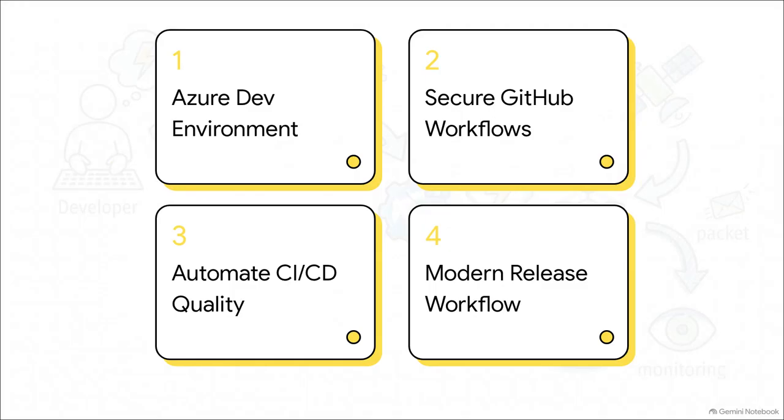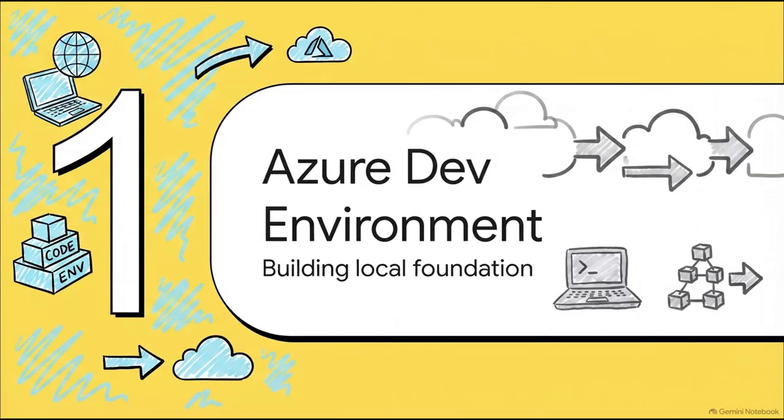To solve that tension, we're basically going to walk through the ultimate software assembly line. We'll start with your local Azure dev environment, move into securing your GitHub workflows, then dive into automating quality in CI/CD, and finally, we'll wrap up with the modern release workflow. All right, part one, your Azure dev environment, building the foundation locally. Let's look at how this all starts right on your laptop.